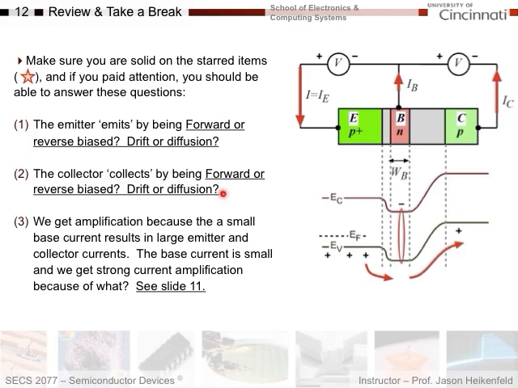A third question that you should be able to answer is, we get amplification because there's a small base current that results in a large emitter current. Remember, small base current, large emitter to collector current. The base current is small and we get strong current amplification because of what? Well, that was everything I talked about on the previous slide, and you should be absolutely solid with all those design requirements.